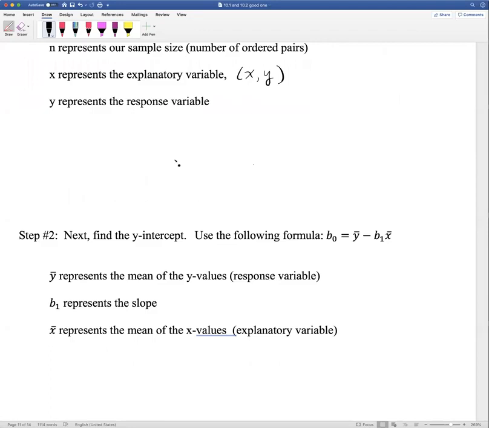And remember that the regression equation looks like this: y is equal to b naught plus b1x. We're going to start off and find the slope first. When we're done finding the slope, then we're going to find the y-intercept. We find the y-intercept by running it through the formula y bar minus b1x. Y bar represents the mean of the y values, so you add the y values and divide by how many there are. Minus b1, which is the slope, times x bar, and x bar represents the mean of the x values, or the explanatory variable.